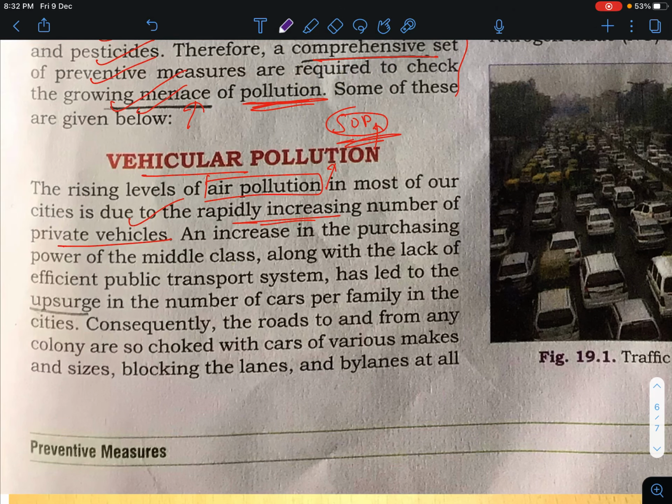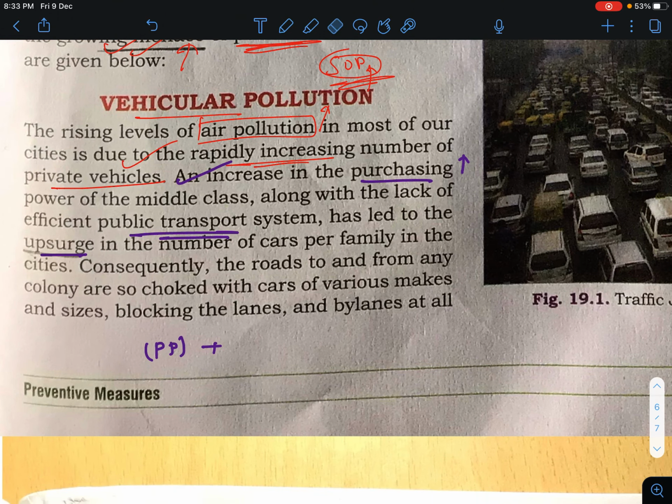Now the second point is that an increase in the purchasing power of the middle class, along with the lack of an efficient public transport system, has led to an upsurge in the number of cars per family in the cities.